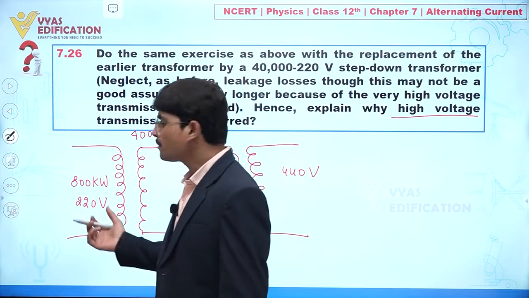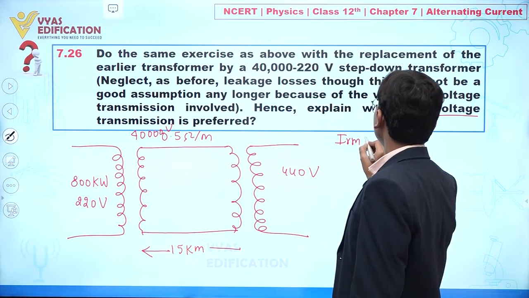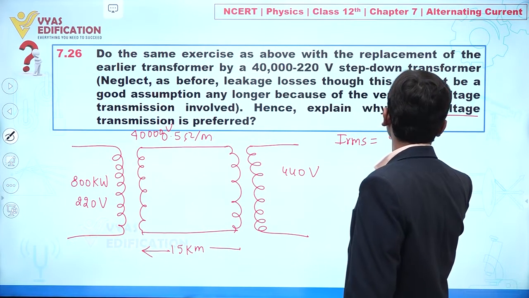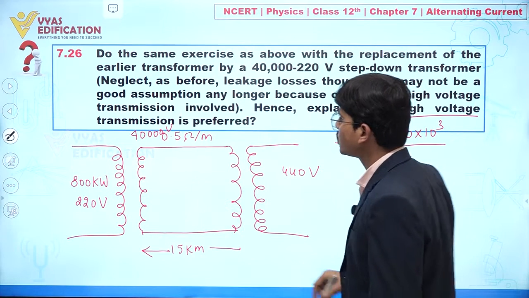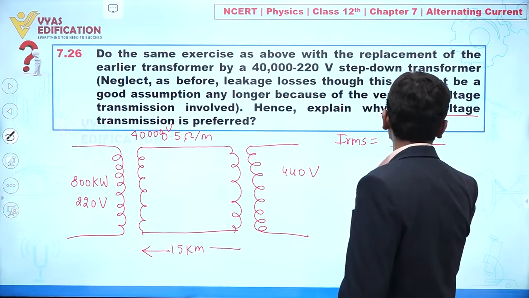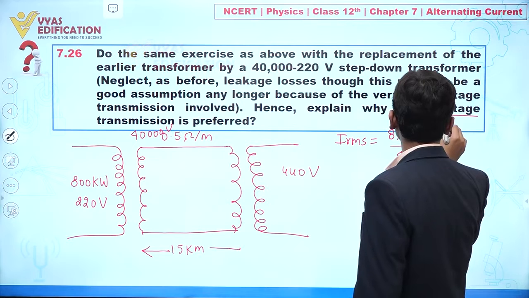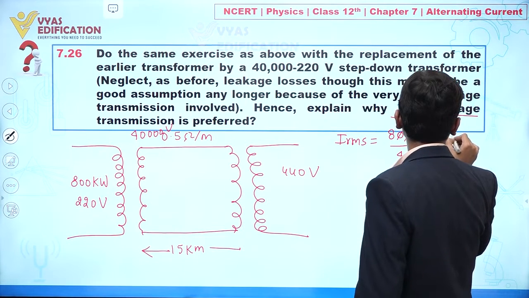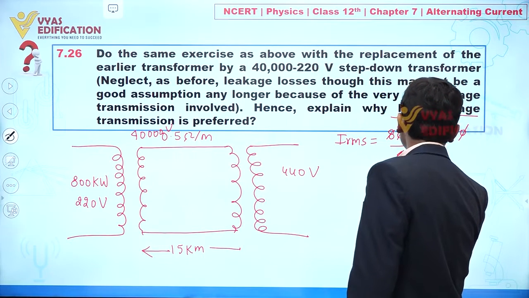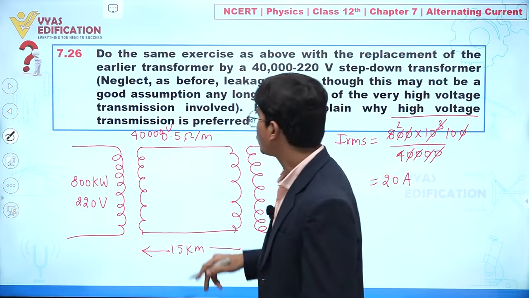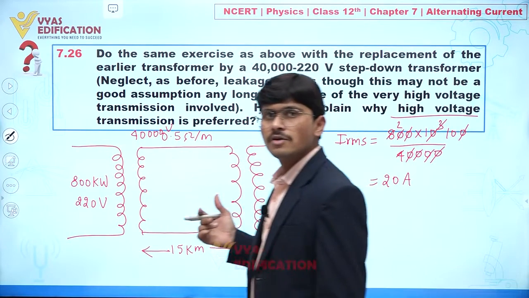First of all, can we find the total current flowing? Yes, we can write I_RMS. It is given by the power output, 800 multiplied by 10 to the power 3, divided by the potential, which is 40,000. So the zeros cancel out, and we get I_RMS as 20 ampere. Because we have a potential difference of 40,000 volt, we are getting a current of only 20 ampere.